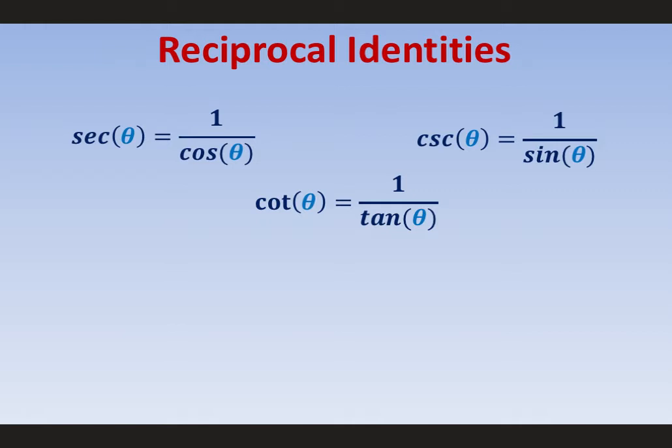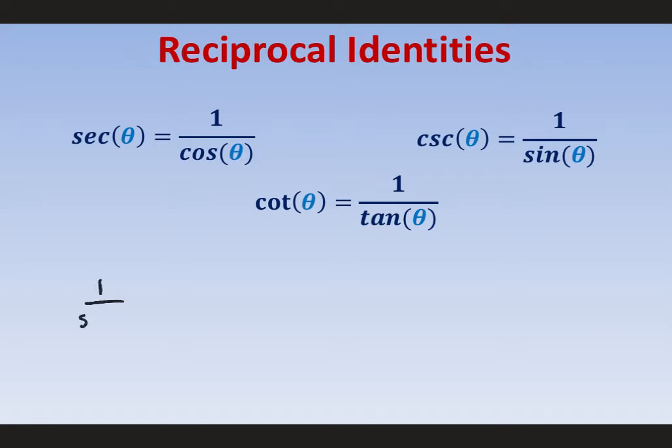We're going to do a lot this chapter, changing these less familiar trig functions into their reciprocal versions of the more familiar trig functions. So if you see a secant, changing it to 1 over cosine, or if you see a cotangent, changing it to 1 over tangent. If you see a cosecant, changing it to 1 over sine. Likewise, it goes the other direction as well.